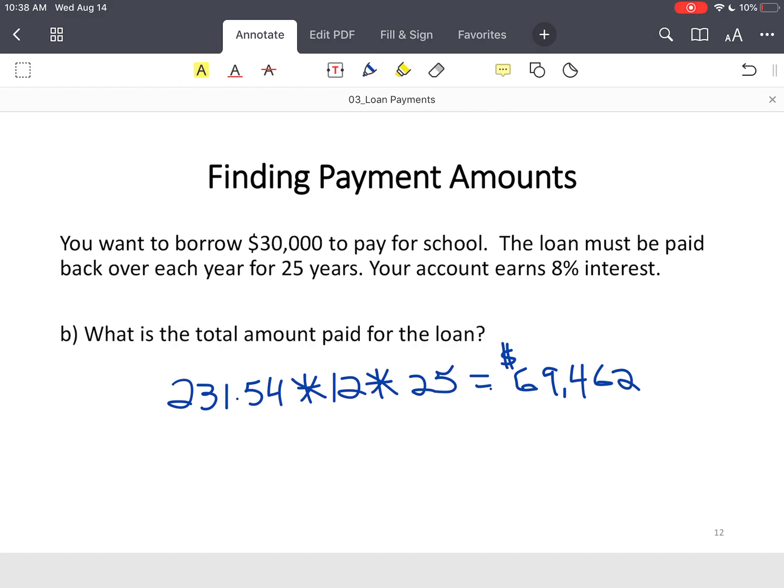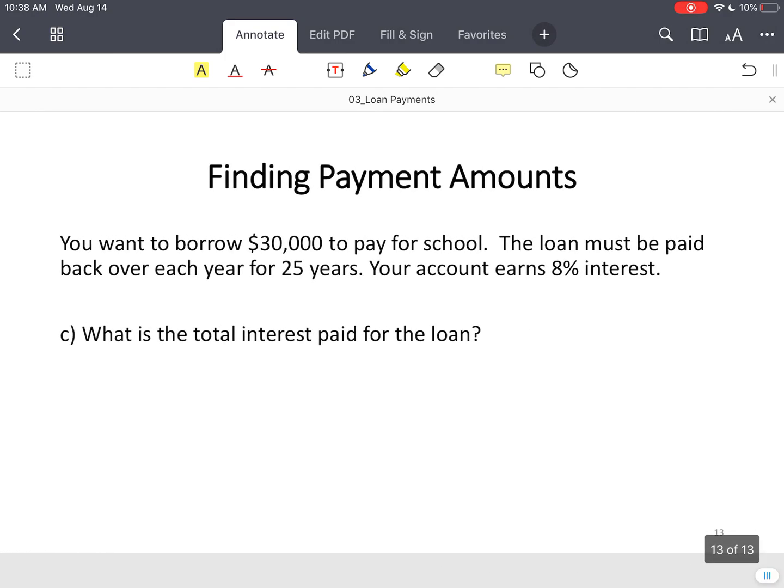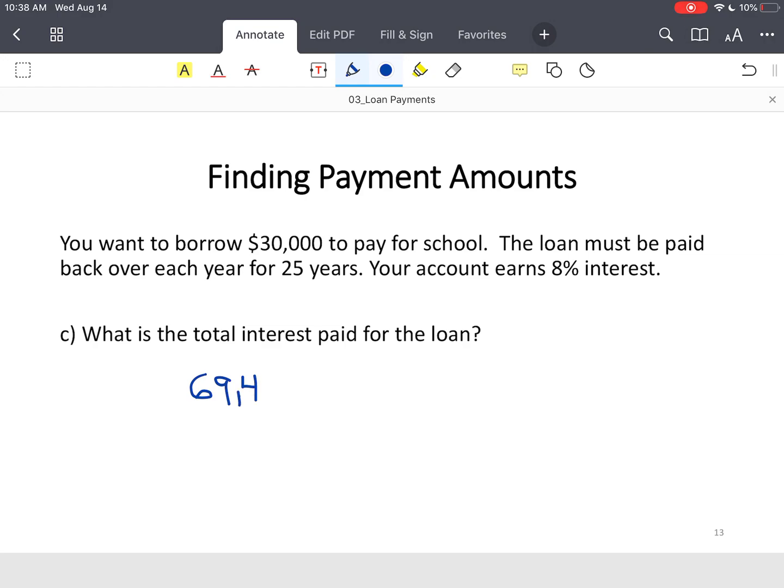All right, and then the third question for this particular one is how much did you pay in interest? So let's calculate. Total amount paid was $69,462. We borrowed $30,000. So we can just do this real simple. That's $39,462 in interest.